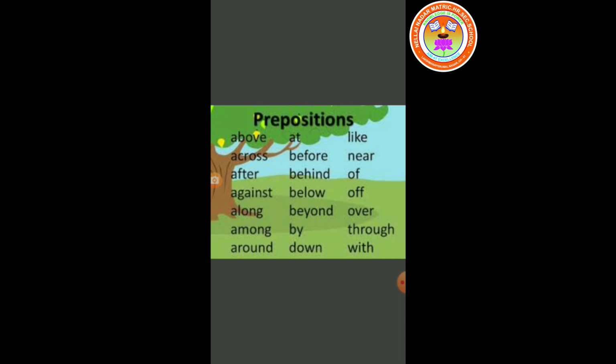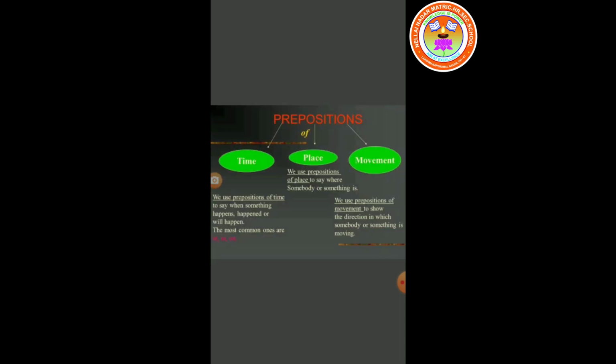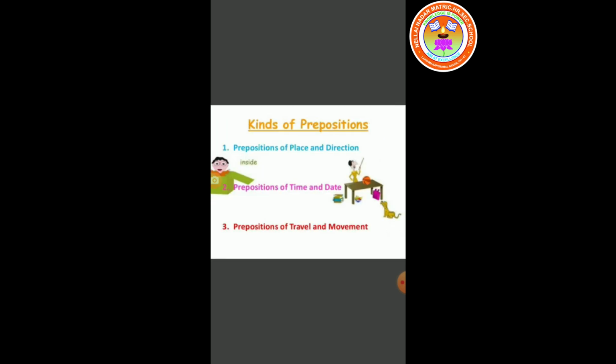Next, we will see the types of prepositions. There are three types of prepositions, and they are prepositions of place and direction, prepositions of time and date, and prepositions of travel and movement. Now let us see them one by one with examples.